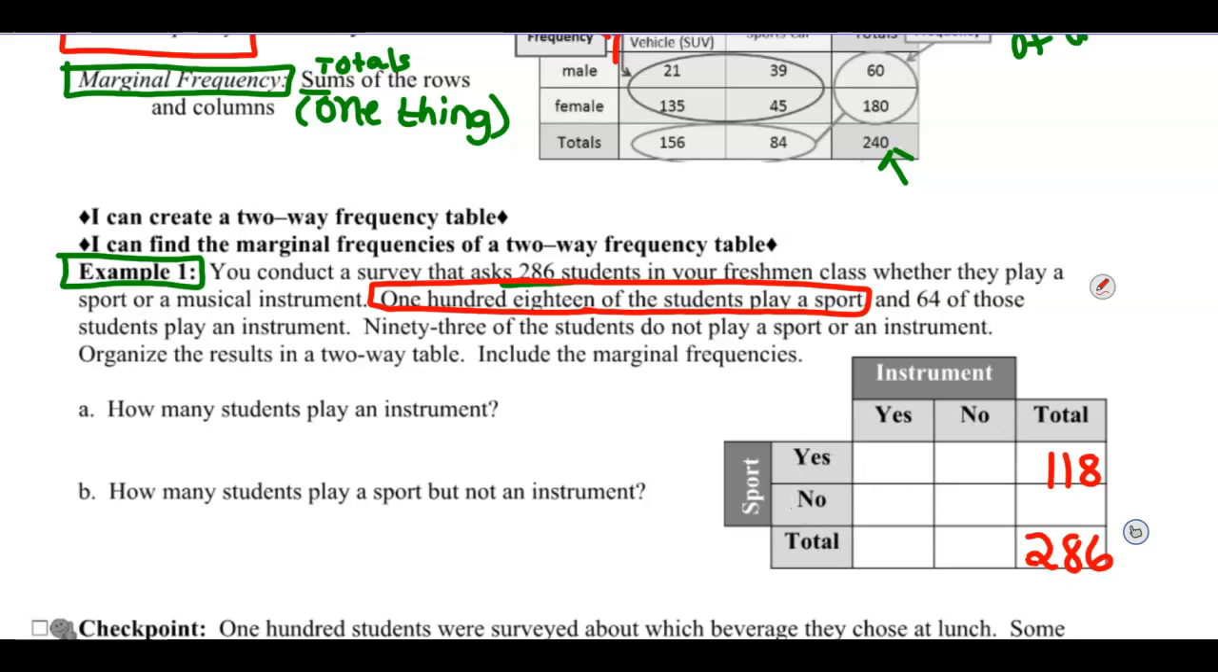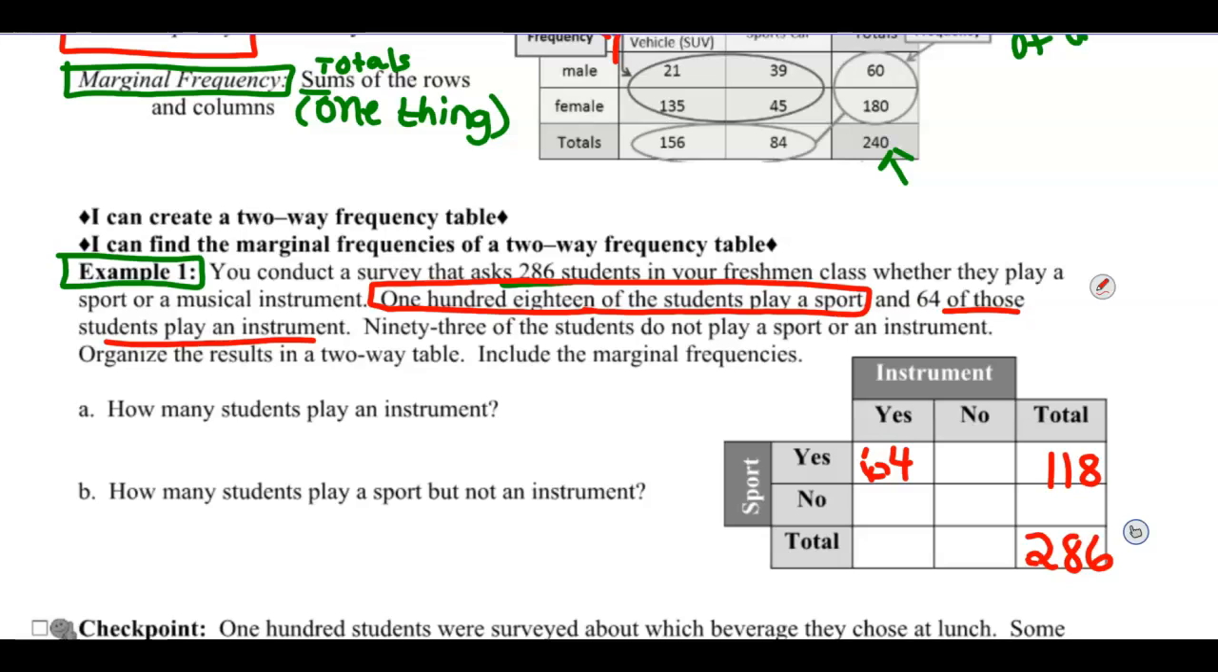It says 64 of those play an instrument. So that would mean yes to a sport and yes to an instrument. So this is where we come in and we have to look at the yes and the yes. 64 said yes to both. So yes here for an instrument and yes here for our sport.